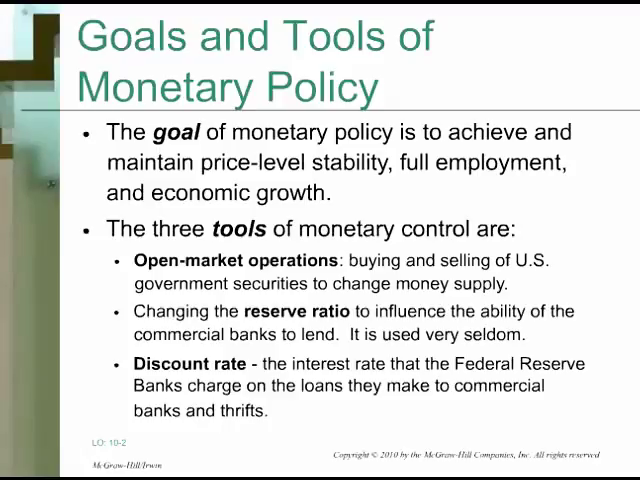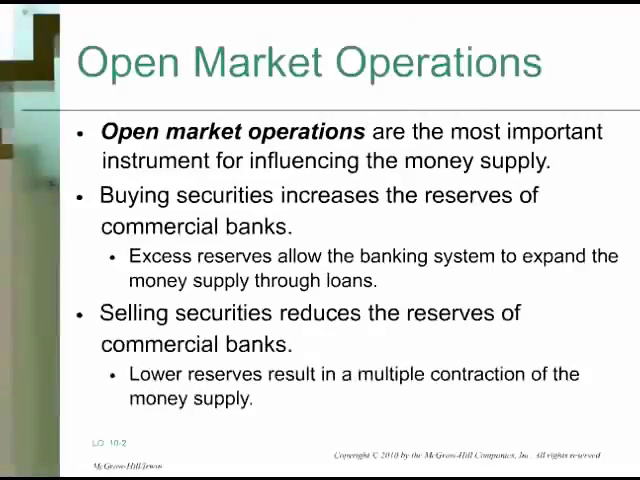The three tools of monetary control are open market operations, the buying and selling of U.S. government securities to change money supply; changing the reserve ratio to influence the ability of the commercial banks to lend, which is used very seldom; and the discount rate, the interest rate the Federal Reserve banks charge on the loans they make to commercial banks and thrifts. Open market operations are the most important instrument for influencing the money supply.